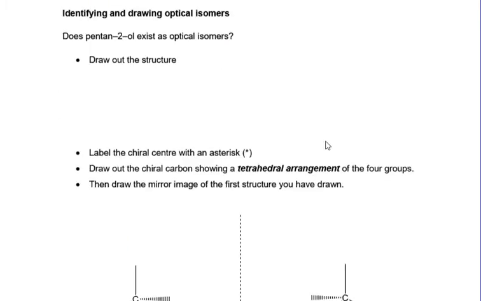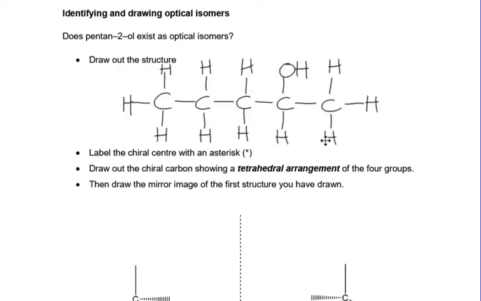So let's have a look at how we could identify and draw them. So first thing we have to decide is, does it have optical isomerism? So draw out the structure of pentan-2-ol. Pause the video and draw out the structure of pentan-2-ol. So I've drawn it out. I've used mostly displayed formula, though do be careful, I haven't displayed the alcohol group fully. Drawn out the structure of pent, meaning 5, so I've got 5 carbons, and on the second carbon I have drawn an alcohol group, pentan-2-ol.